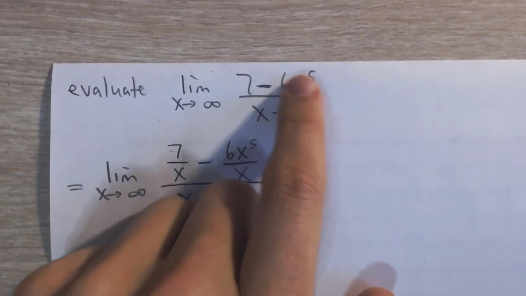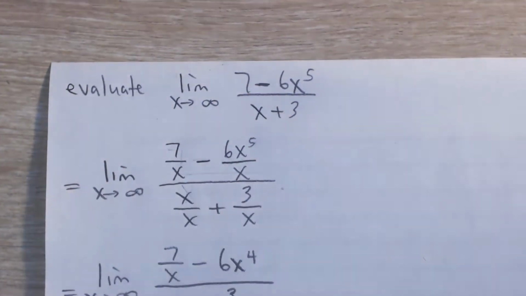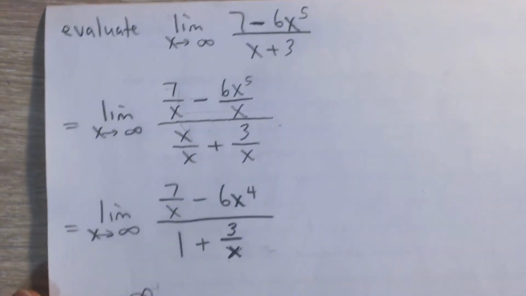And so in the numerator, we have a large negative number, and in the denominator, we have a relatively small positive number. And so large negative divided by small positive gives us in total a large negative number. And so we would say this probably approaches negative infinity. Let's figure that out algebraically.